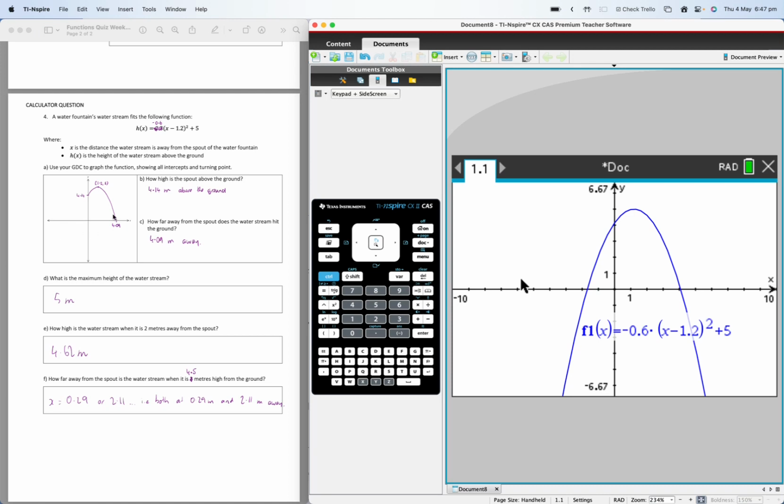As you can see, I graphed it from here all the way down to here, and I didn't graph the rest. That's because the rest of it does not make sense in the context of the question. The water is going to start from the spout here, go up, then go down and hit the ground here. So that's all you have to draw. In fact, you shouldn't draw any more.